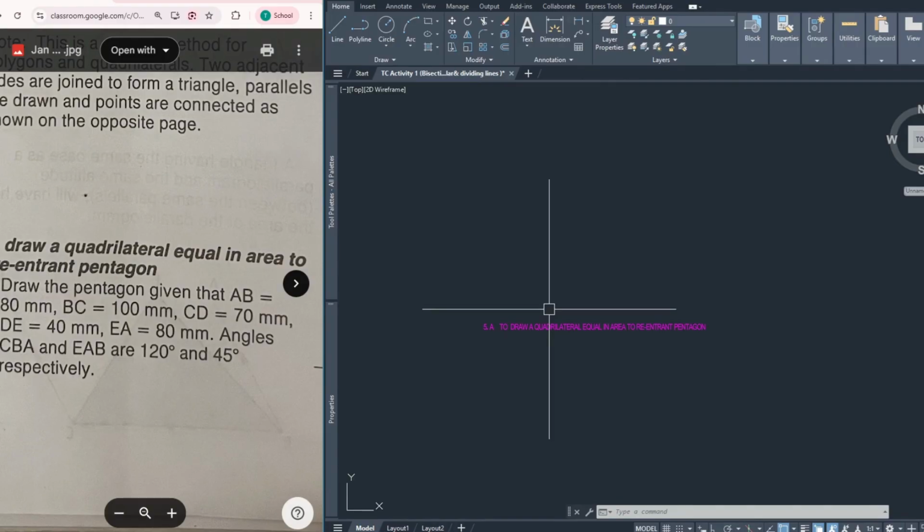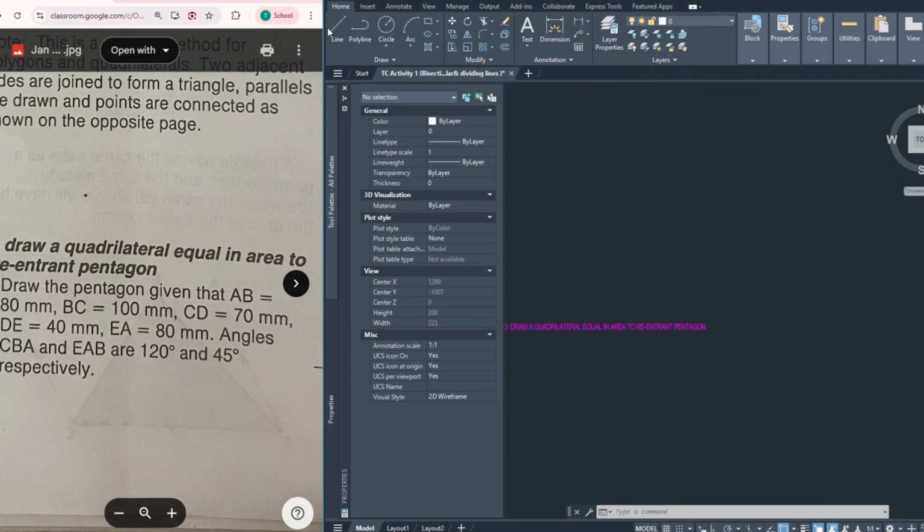For those who have the book, you can follow along. The book's name is Technical Drawing 1 Plane and Solid Geometry by A. Bankole or S. Bland. We're currently on page 36, and afterwards, we'll be moving on to page 37.